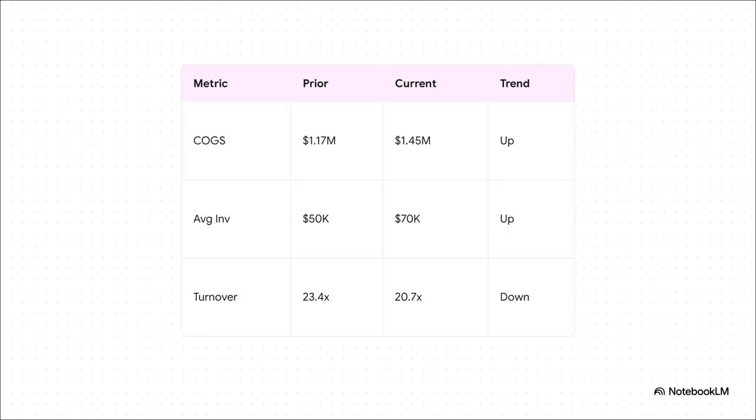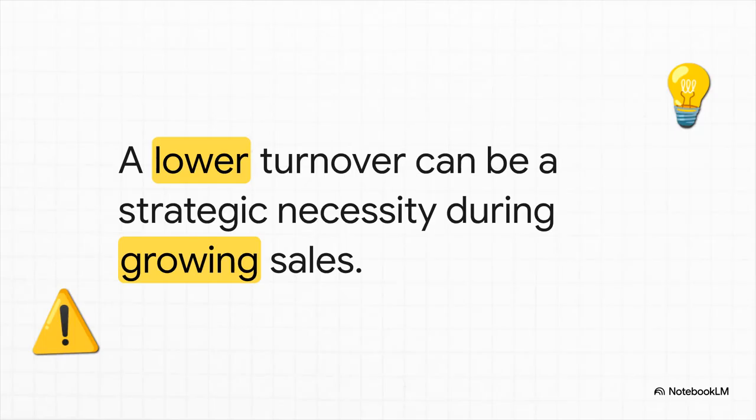But the company is thriving. Turnover declined simply because they're in a phase of rapid growth and are intentionally bulking up their inventory to meet a surge in demand. So the major takeaway for your analysis is this. A dropping turnover ratio during a period of rising sales is totally normal. It's actually a strategic necessity. It is absolutely not always a sign of poor management. If you're selling more, you usually need to stock more, and that math can temporarily drag down your turnover rate.